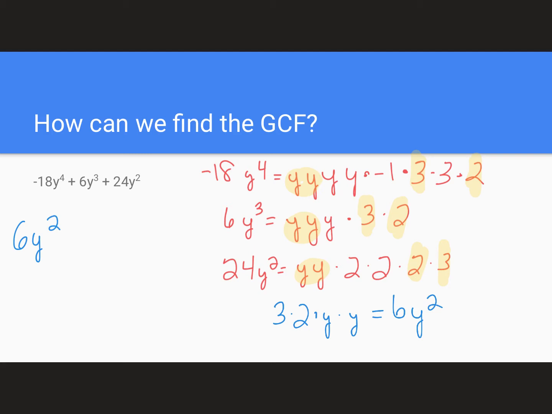Now, in order to actually finish factoring this, what I would do is take what's left. So for negative 18 y to the fourth, I still have 2 y's, a negative 1, and a negative 3. Negative 1 times negative 3 is negative 3. And then I have 2 y's, so I have y squared left. For plus 6y to the third, I have left just a y. So that's just going to be plus y. And then on the 24y squared, I have just 2 2's, and 2 times 2 is 4. So that just becomes a plus 4. You can double check these by simply multiplying it back out.